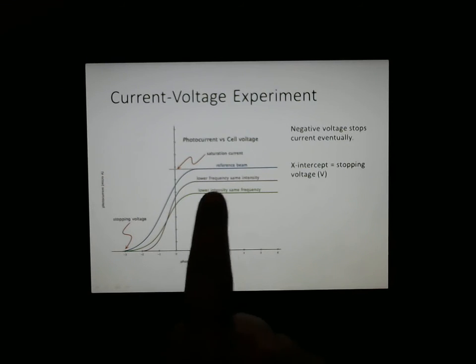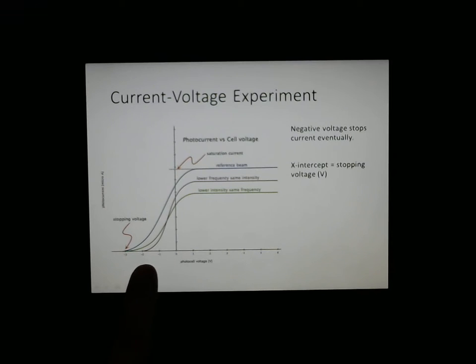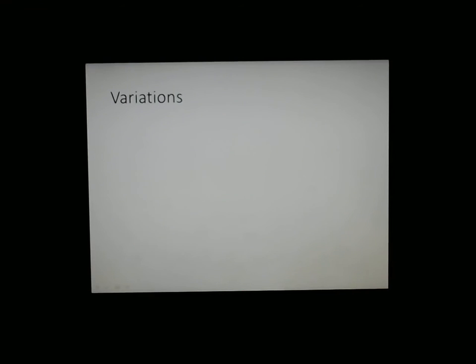Meanwhile, if we have a lower frequency but the same brightness, the same intensity, we see the stopping voltage is less. So if it was intensity that was doing it, then we would see the stopping voltage be the same for intensity, but we don't. So this one is a little bit more advanced, but it is worthwhile understanding. Now, there are some variations that can happen. They're unlikely, but they are reasonably possible.